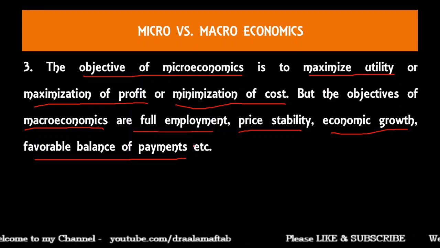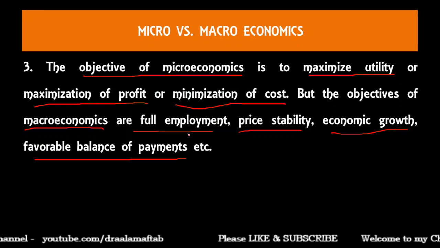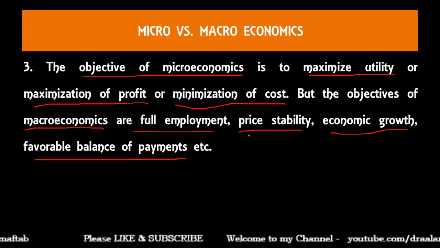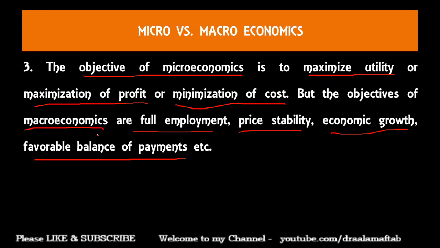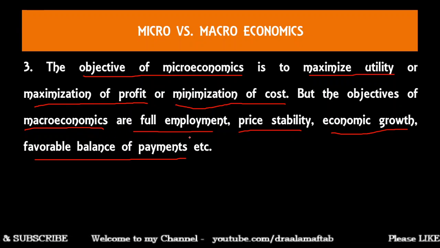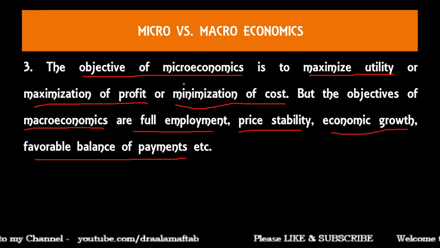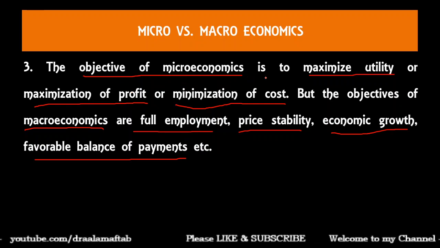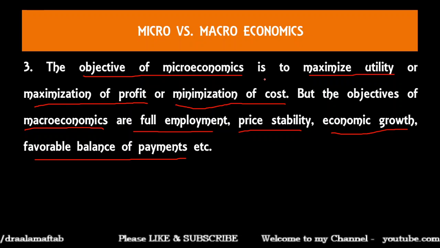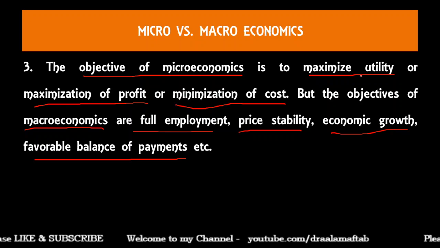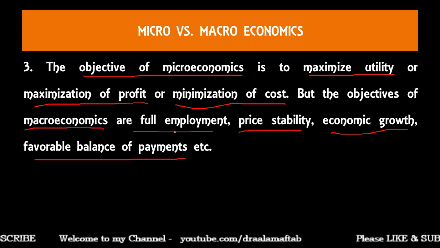Full employment is the goal, the objective of an economy. Price stability, objective and goal of an economy. So macroeconomics goal is concerned with the economy as a whole, whereas the objective of microeconomics is concerned with individual company, individual household. So their goals are to maximize utility or maximize profit.